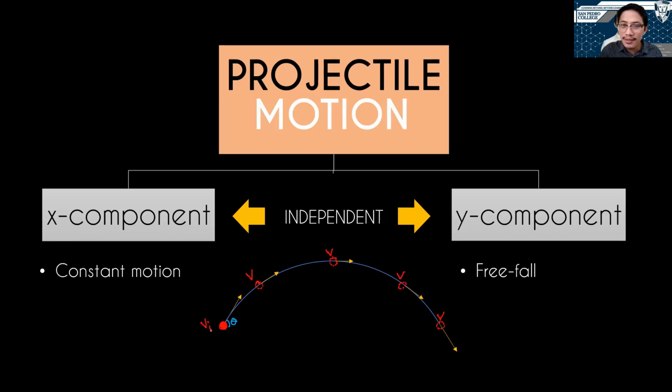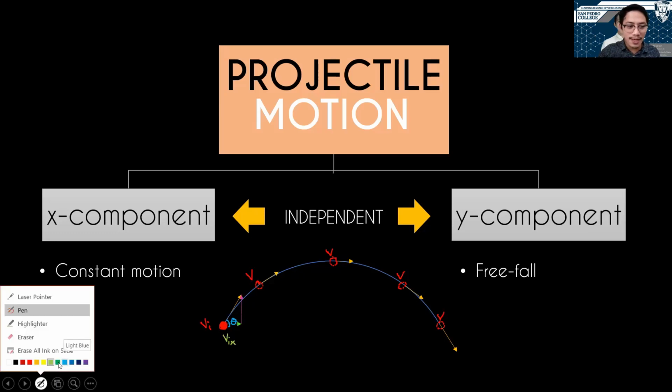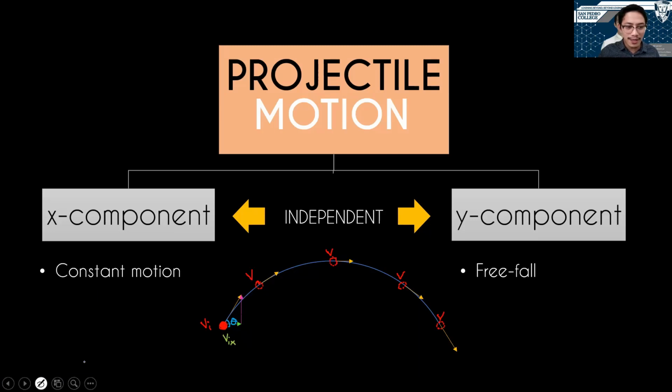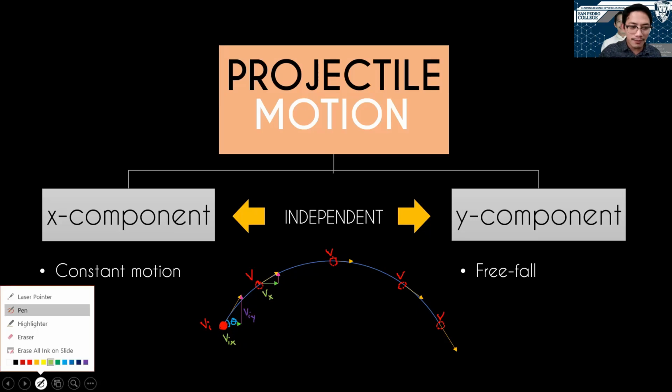Since we are talking about projectile motion, we have the horizontal component, Vix, and we also have the vertical component, Viy. At any point in the trajectory, for example here near the top, we also have the same: the horizontal component Vx and the vertical component Vy.